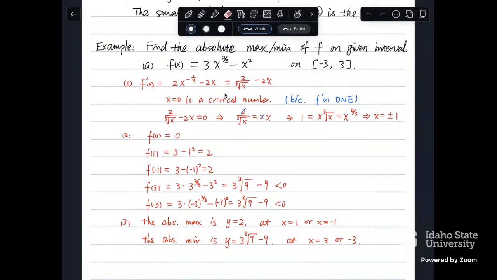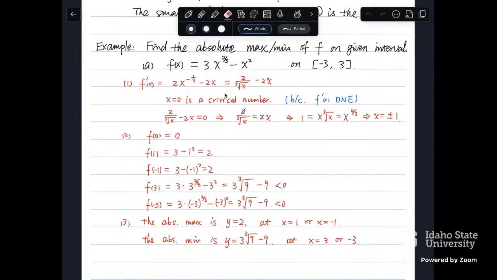And notice all these 3 critical numbers are inside this interval. If for some problem you find a critical number that is outside the given interval, then we don't care about that.